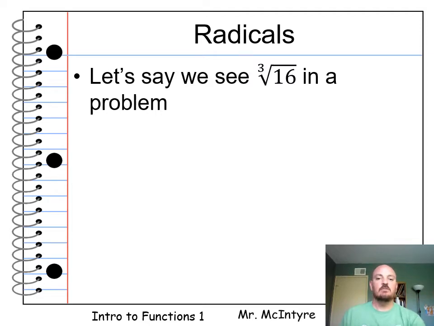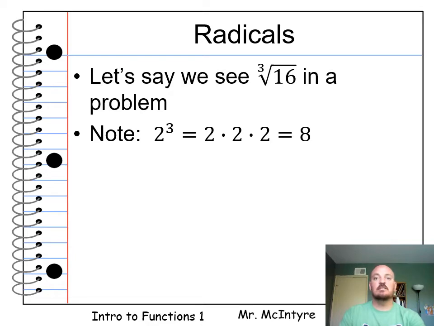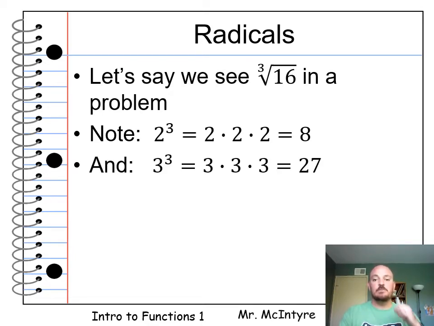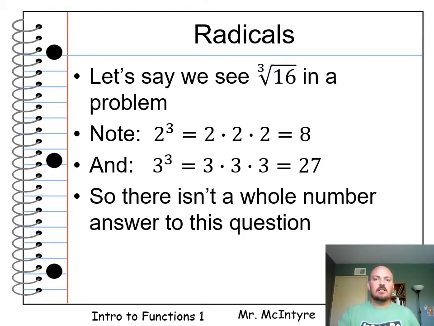And you think to yourself, okay, so I'm looking for a number where if I multiply it by itself 3 times, the answer will be 16. So you start with 2, and you say, okay, well, 2 times 2 times 2 is 8, so that's not the answer. And then maybe you try 3. You say 3 times 3 times 3 is 27, that's too big. So what we notice here is there isn't a whole number answer to this question. There is no whole number where if you multiply it by itself 3 times you end up with 16.